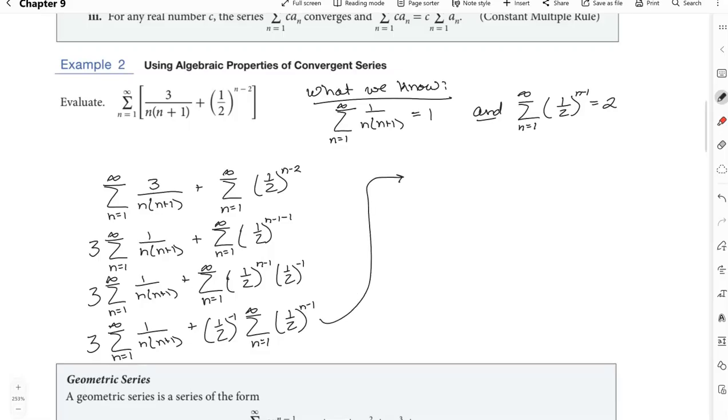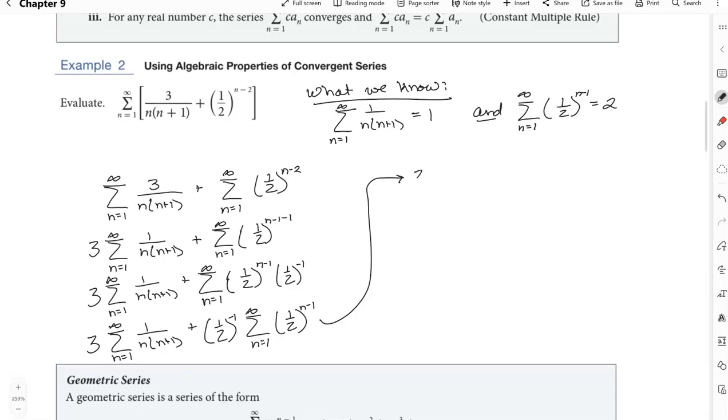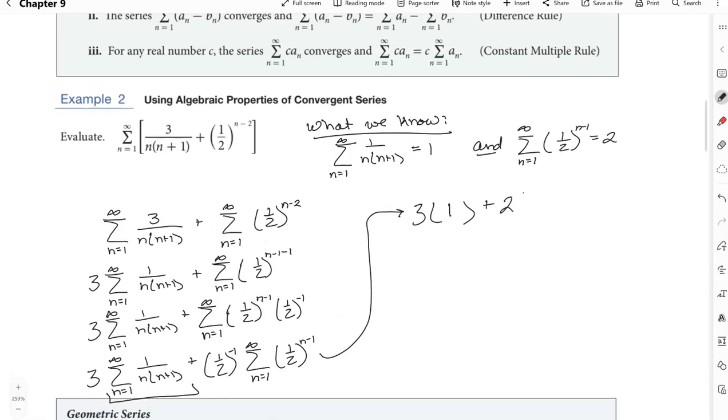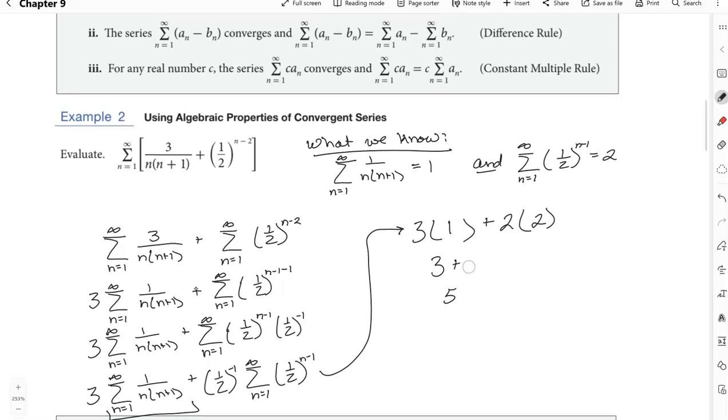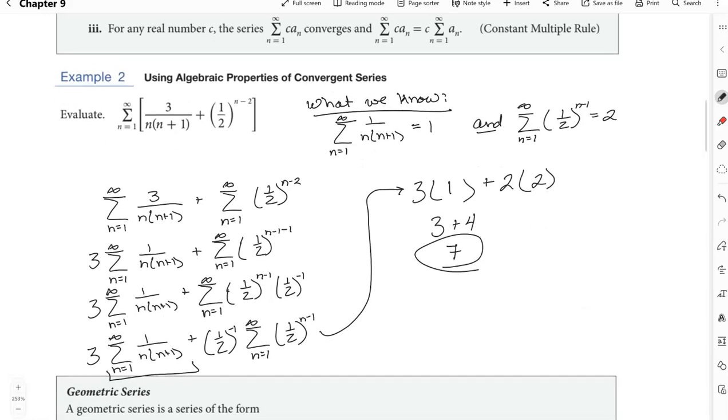And then now we can use what we know. So this is going to be 3. And we know this sum from n equals 1 to infinity of 1 over n times n plus 1 is 1. We showed that one in Excel. Plus 1/2 to the negative 1, which is really 2. And then that sum from n equals 1 to infinity of 1/2 to the n minus 1 is going to go to 2. And that's going to give me 3 times 1 plus 2 times 2. 2 times 2 is 4. So we're going to get 7 for that sum. So the key is rewriting it in terms of things that we know.